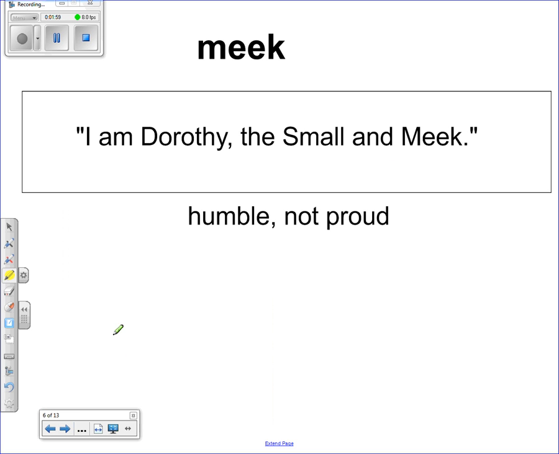Next is meek. "I am Dorothy, the small and meek." And meek means humble and not proud. At this point, she's talking to the wizard and she feels very small around him because he is the great, and he calls himself the great and terrible. But in the movie, we also know him as the great and powerful. So she feels very small and very shy almost towards him.